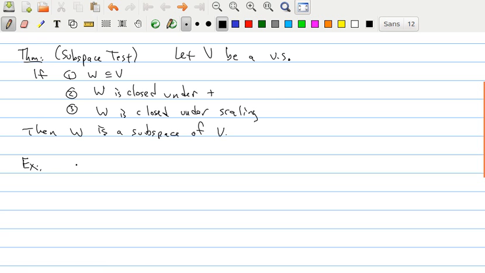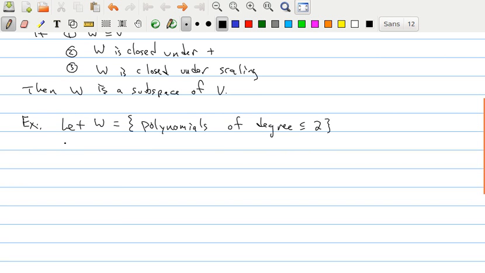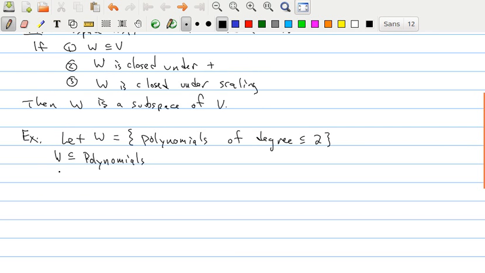So first up, we saw last time the set of polynomials. So let's let W be the set of polynomials of degree less than or equal to 2. So this is quadratics, linears, and constants. So first up, W is a subset of the set of polynomials. Every polynomial of degree 2 is a polynomial. So we've got our first step down, that W is a subset of V.